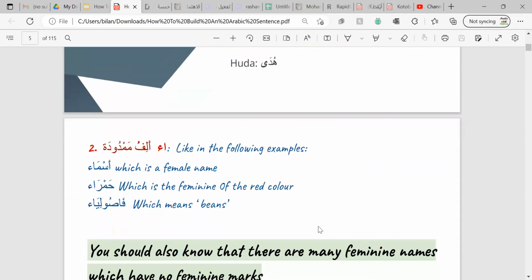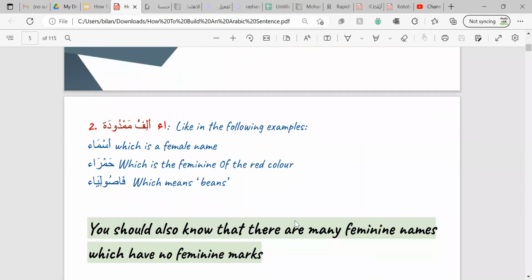And we have another example, which is alif mamduda. You can have it at the end of certain words like asma, hamra, fasulya. These are as well feminine gender. So you should also know that there are many feminine names which have no feminine marks. So that was a very quick lesson just to have an idea.